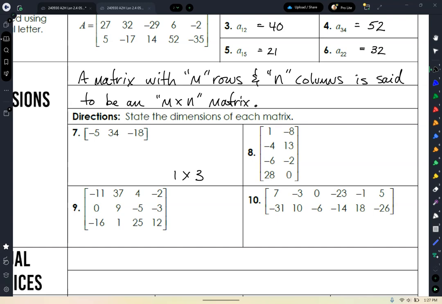Let's do number 8. Tell your neighbor what is the dimensions of the matrix in question number 8. All right, 3, 2, 1. Pygel, what are the dimensions of the matrix in question number 8?